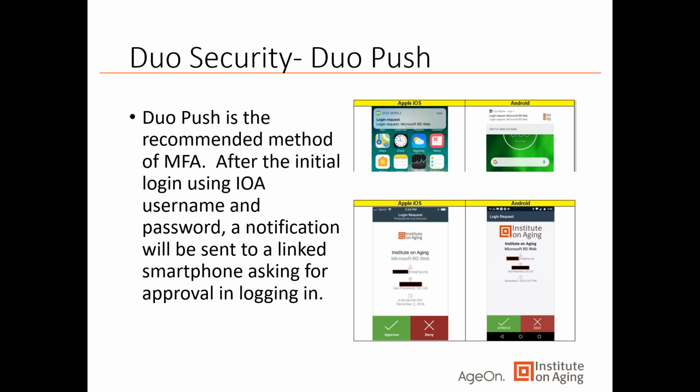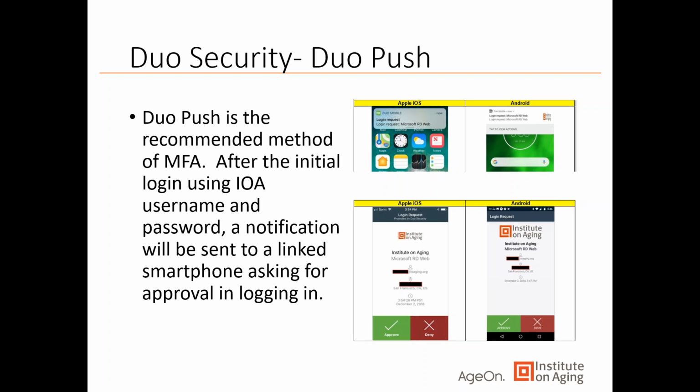So moving along, Duo Push. As I said, this is the recommended method, and I've got the screenshots on the right, both for Apple and for Android. It's a little small, you don't need to read it, but basically the top images are after you enter your first password and username, and then you say, hey, send me a Duo Push. You get a notification from Duo Mobile that says login request.